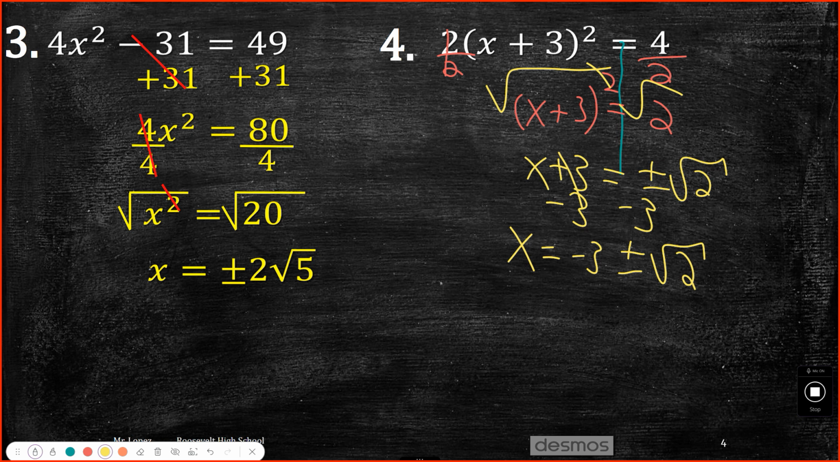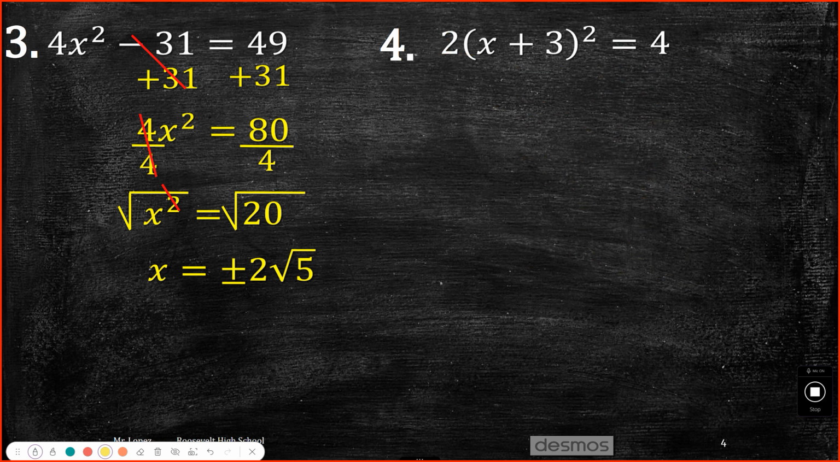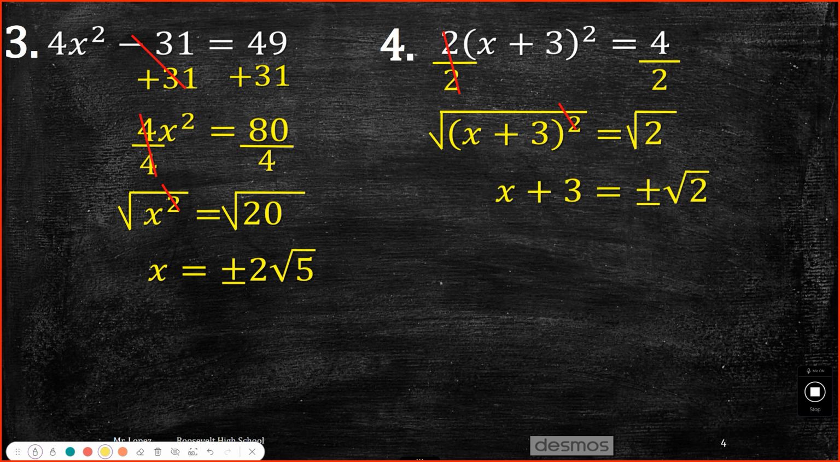So that's how we're going to solve equations when we do word problems tomorrow. So step number 1 is to get rid of the a value, which is 2, by dividing. Square root it. Subtract 3, and there's the answer. Problem number 5.